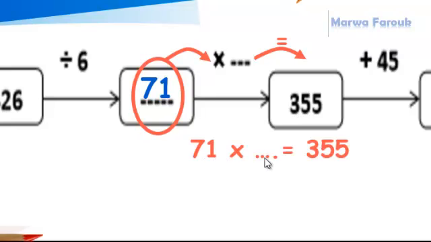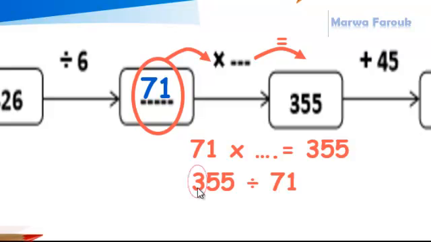71 times what equals 355? When I have a missing number here in the middle and I have multiplication, I have to divide the bigger number by the smaller number. So I will say 355 divided by 71. And when we have more than one digit, we are going to take only the biggest digit here. The biggest digit here is 300 and here 7.